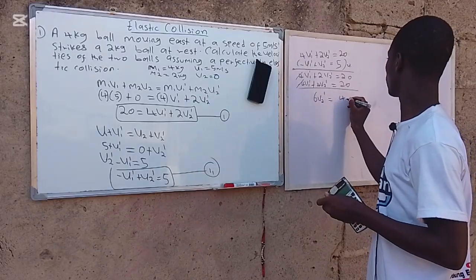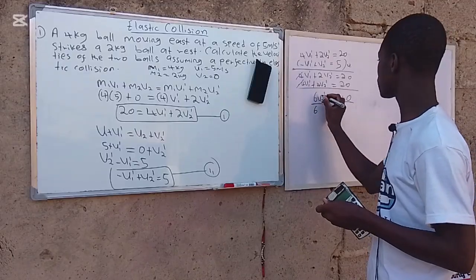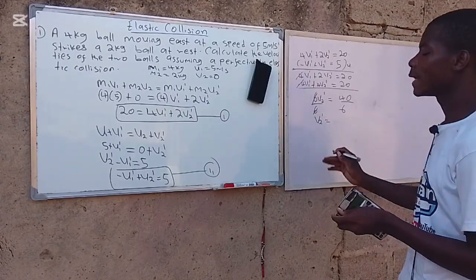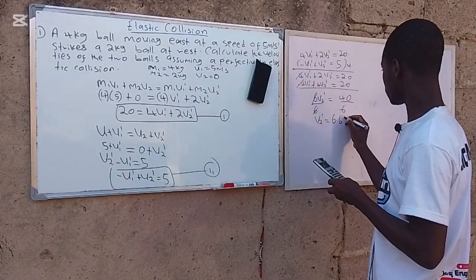So this should now become 40. This is the same thing as dividing both sides by the value of 6. 6 will cancel 6. So v2 prime is equal to 40 divided by the value of 6. So I'll get 6.66.